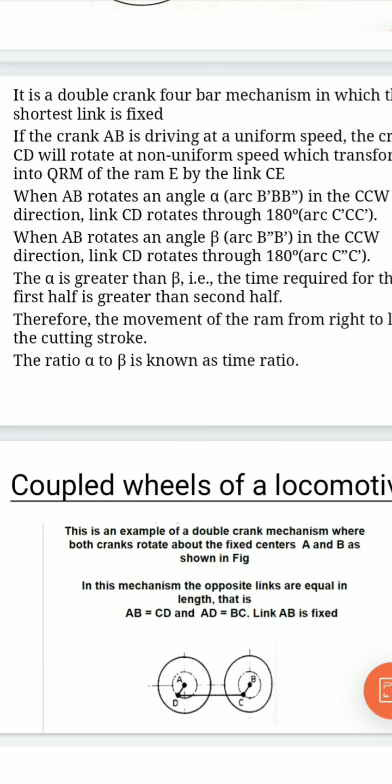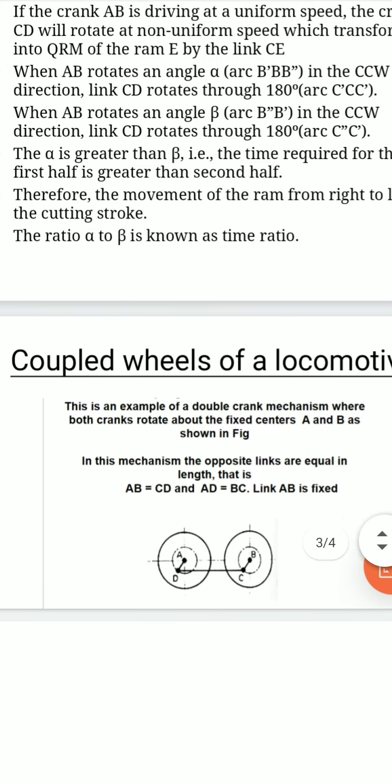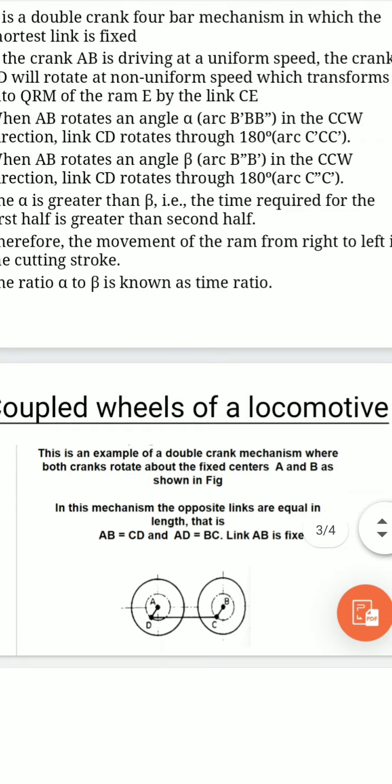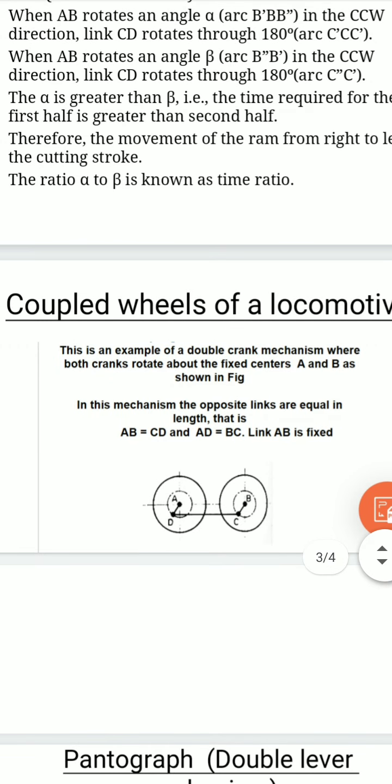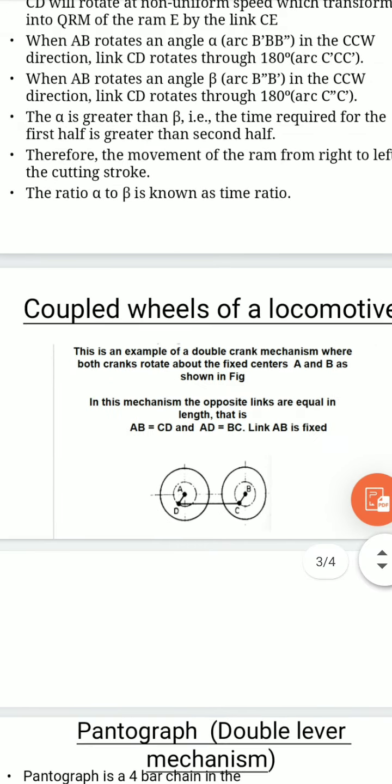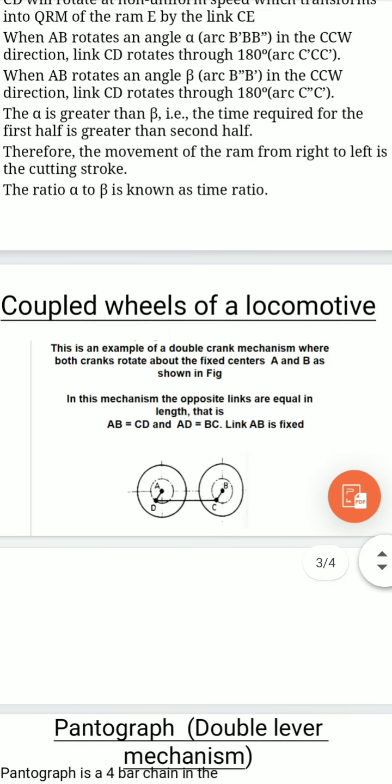The third one is the coupled wheel of a locomotive. This is the best example of our locomotive, the rail engines. If you see the old trains, you can see the engine wheels rotating, four links rotating, at constant speed. In this, the arrangement is that the opposite links will have the same length.